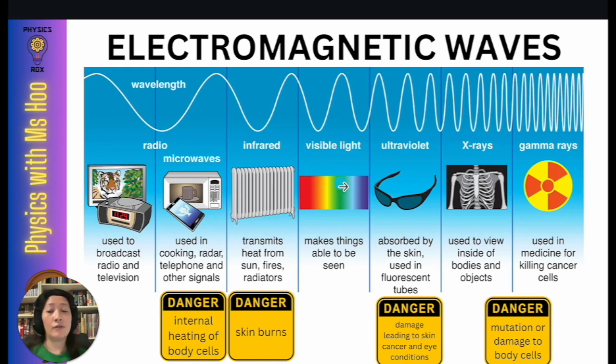Now, in addition to the uses, you must also be aware of the dangers of electromagnetic radiation, specifically these 4 dangers. For microwaves, the danger includes internal heating of body cells. Infrared would cause skin burns. Ultraviolet could cause damage leading to skin cancer and eye conditions, whereas X-rays and gamma rays can cause mutation or damage to body cells.